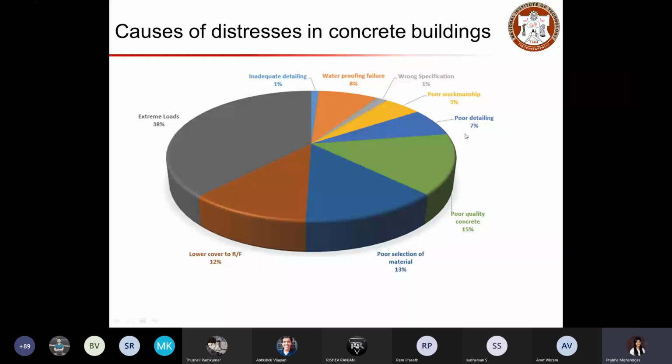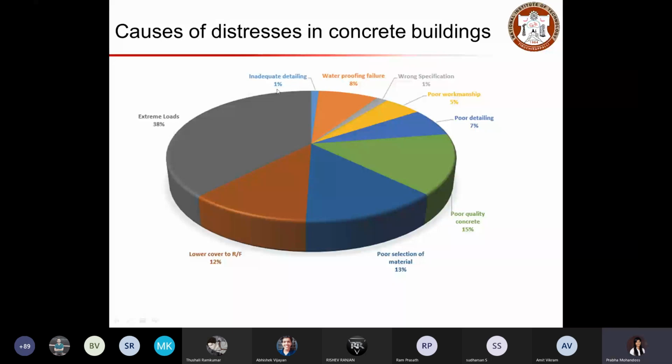And in most cases, water is an enemy for structures. If water gets in contact with the concrete, it will start initiating certain reactions, and that will lead to degradation of your structure over time. And inadequate detailing, the quality of the detailing, mainly governs the design part of your detailing. All right.